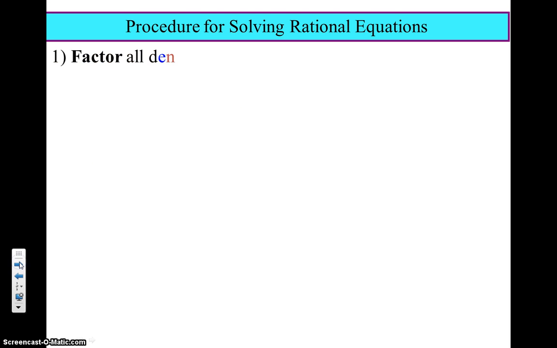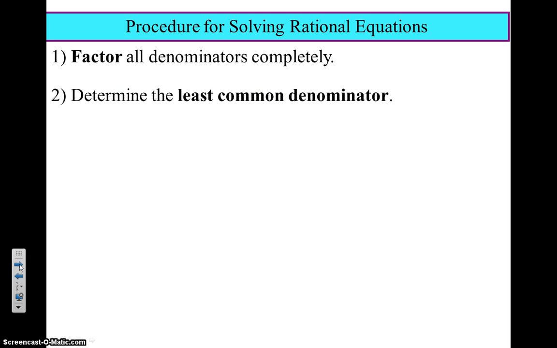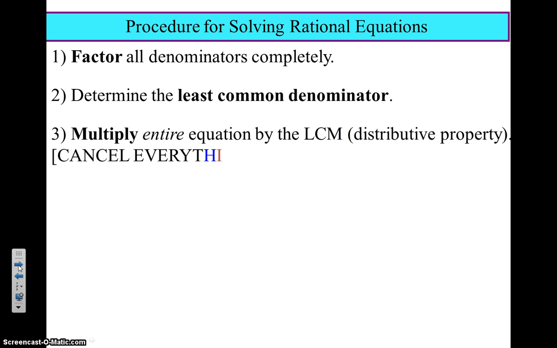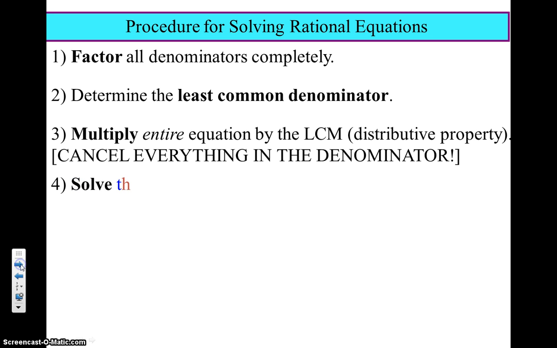So here's our procedure for solving rational equations. We're going to factor all denominators completely. We're going to determine the least common denominator, and multiply the entire equation by that least common denominator. That's going to allow us to basically cancel out everything that was in the denominator, leaving us with just an equation that is no longer a rational equation.